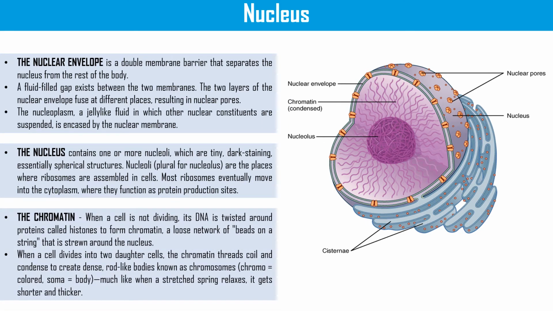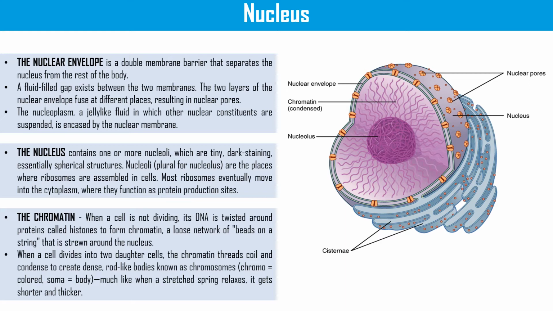Next is chromatin. When a cell is not dividing, its DNA is twisted around proteins called histones to form chromatin, a loose network of beads on a string that is strewn around the nucleus. When a cell divides into two daughter cells, the chromatin threads coil and condense to create dense rod-like bodies known as chromosomes. Chromo comes from the word meaning color, and soma means body. So colored bodies are the chromosomes.